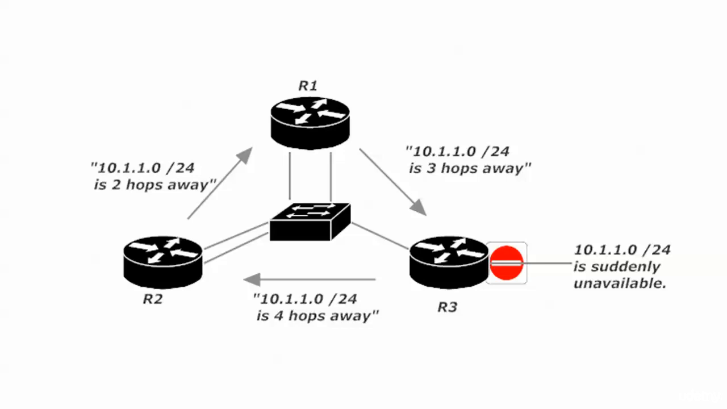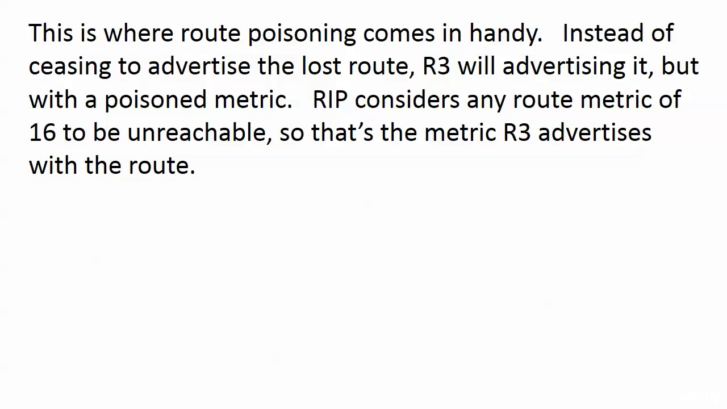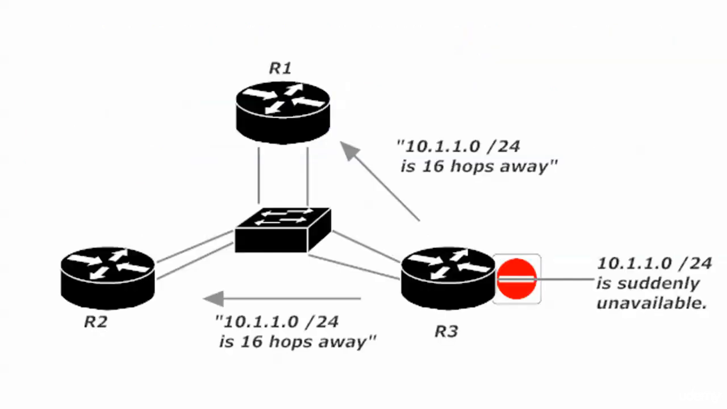But fortunately, it's on by default. We do have it. So what happens in the case of route poisoning? Well, router 3 will continue to advertise the lost route, but it will do so with a poisoned metric. And this is another funny thing about RIP. RIP only understands hop count, and it understands that a hop count of 16 indicates an unreachable route. So that is the metric router 3 advertises with the route.